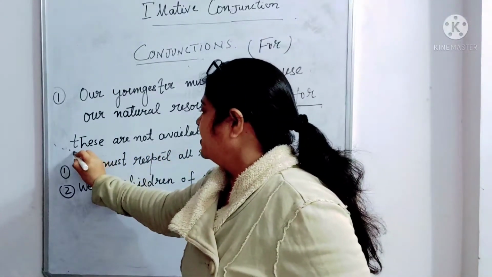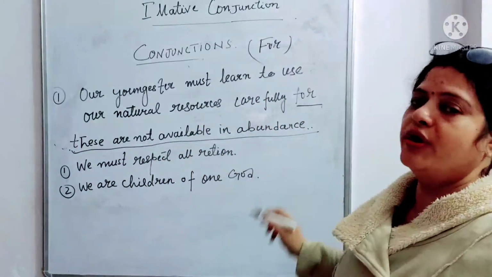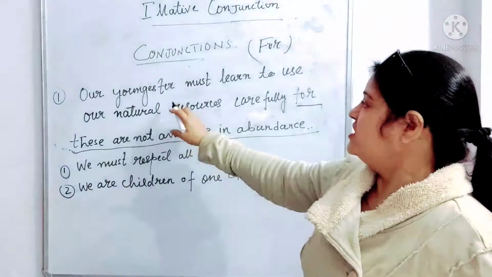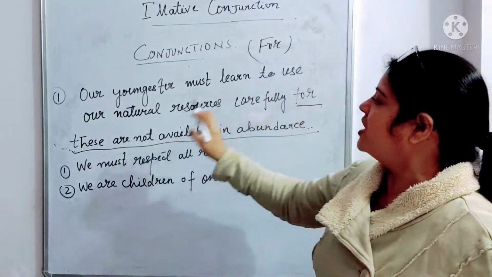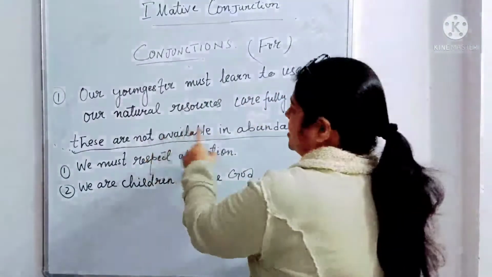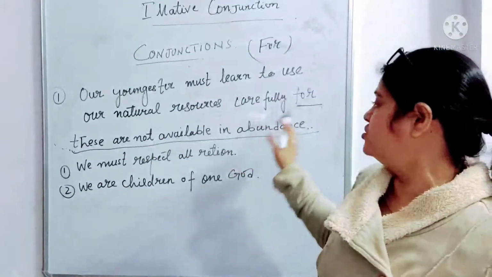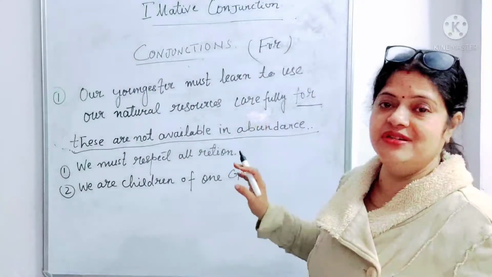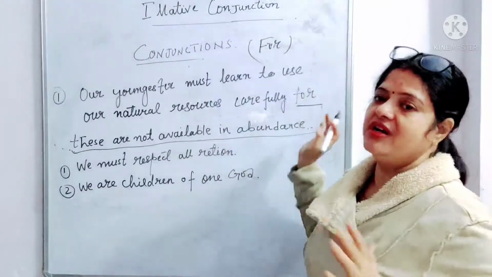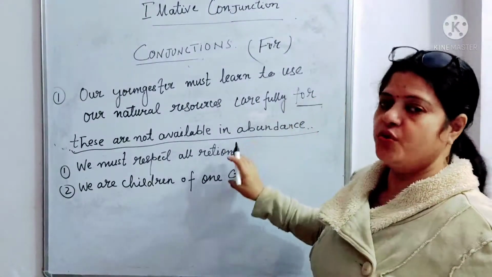So we see that this part is called the coordinating clause. It has become: our youngster must learn to use our natural resources carefully, for these are not available in abundance. Here we see that the second sentence is showing reason, not result. Till now we have seen that all the conjunctions were showing result, but this conjunction is showing reason.